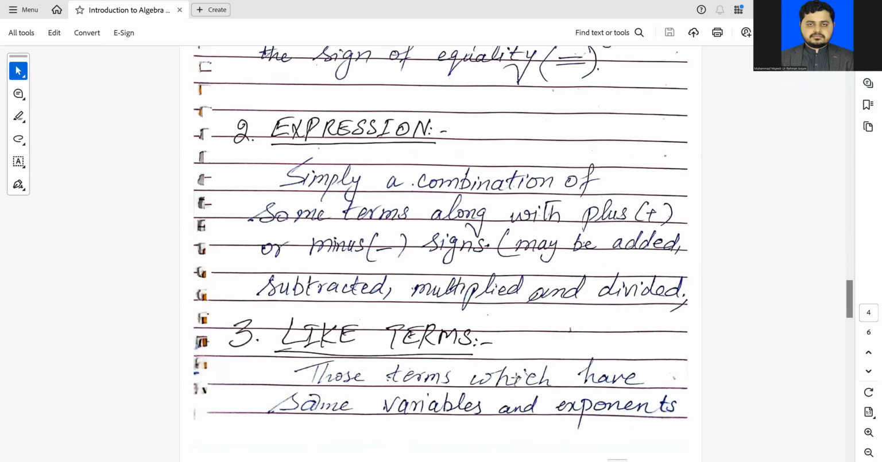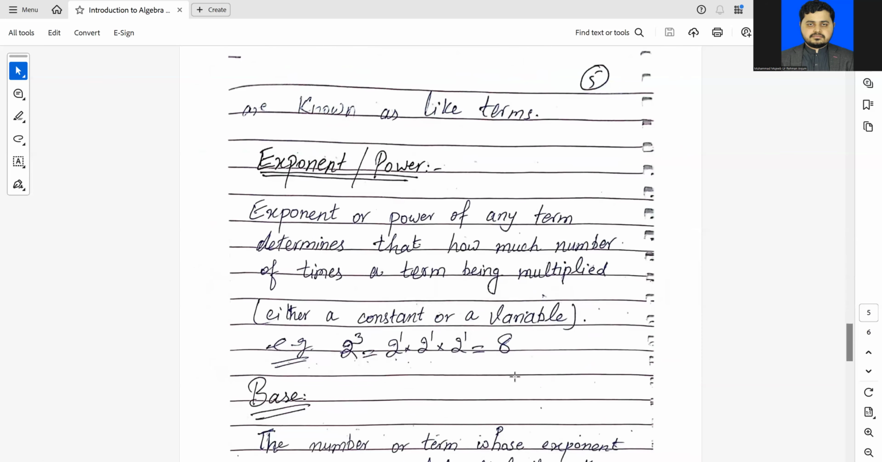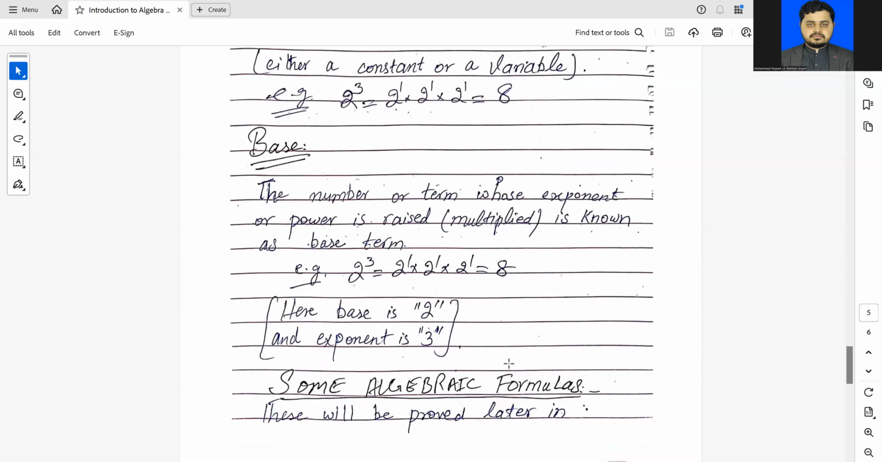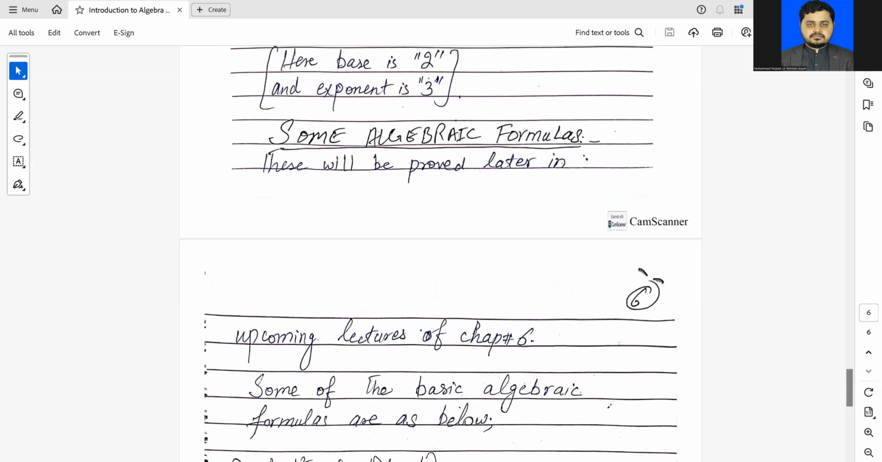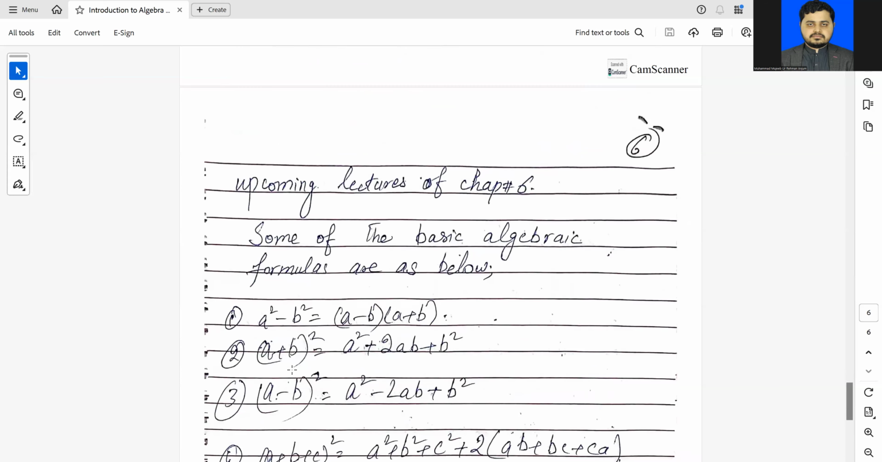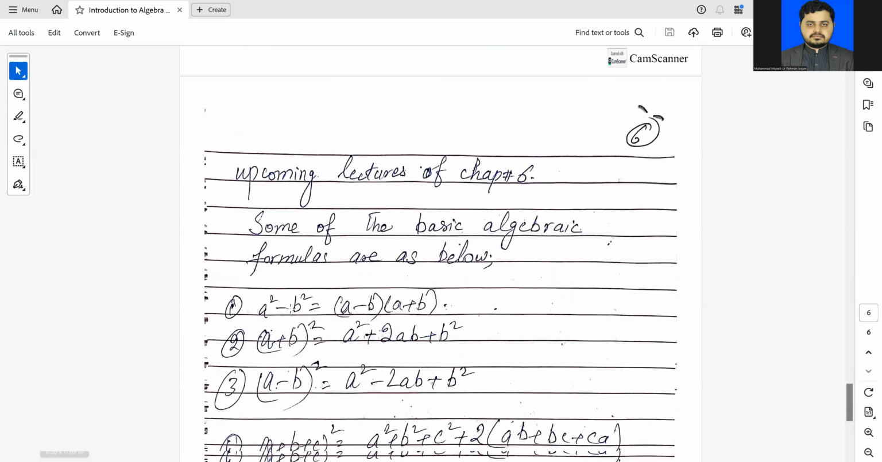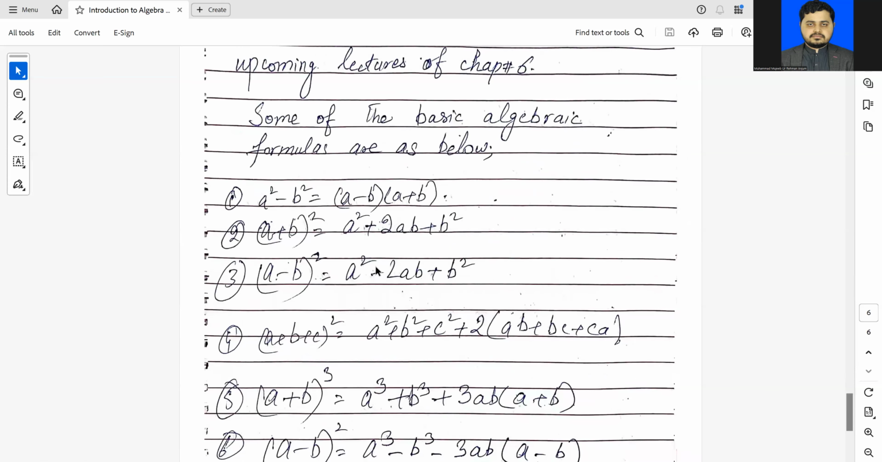Now back to our formulas. The proof will be discussed later on in upcoming lectures, but let me discuss and show you some basic formulas of algebra.